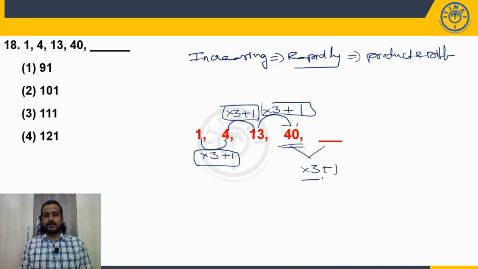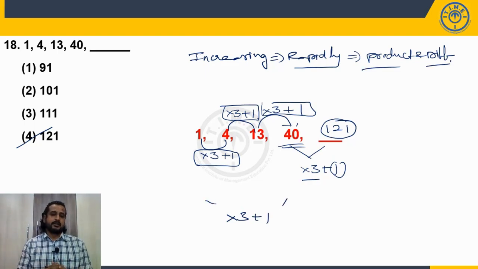40 into 3 is 120 plus 1, 121. So what is our required answer? 121, choice 4. And the logic is into 3 plus 1. So difference and product applied together. The given series is an increasing pattern, but the next number is not a proper multiple of the previous number. Then we can apply the product and difference logic. So what is that? Product into 3, difference plus 1. So into 3 plus 1 is our required logic. So choice 4.